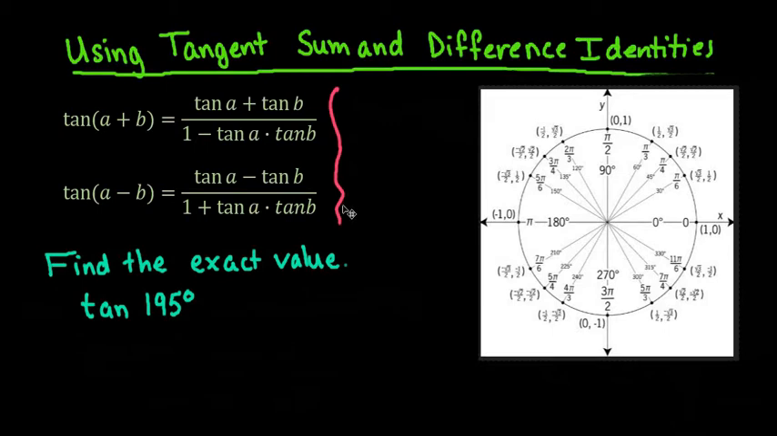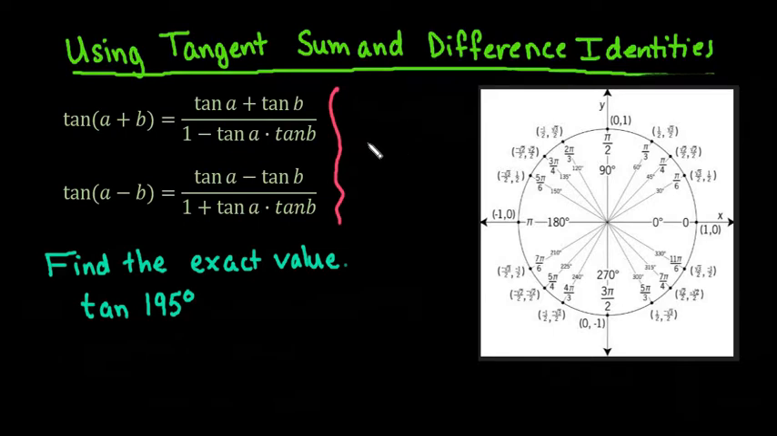For this video, what I want to do is show you how to use the tangent sum and difference identities to find the exact value. I'm only going to do one of them, but the process would be the same whether you are dealing with the sum or the difference. You just have to pay attention to which one you are dealing with.